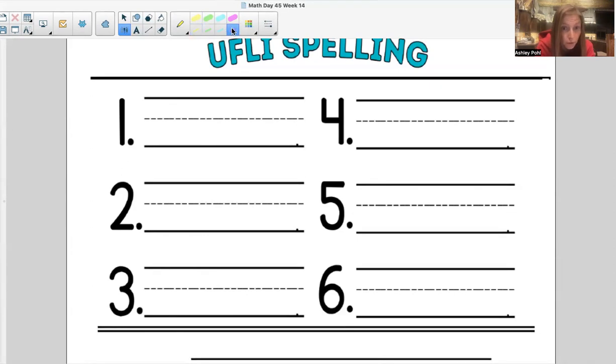Your first word today is the word this. This. Is. Remember, you have that digraph. The. Is. There's 4 letters and 3 sounds. The. Is. This. Go ahead and write the word this on number 1.